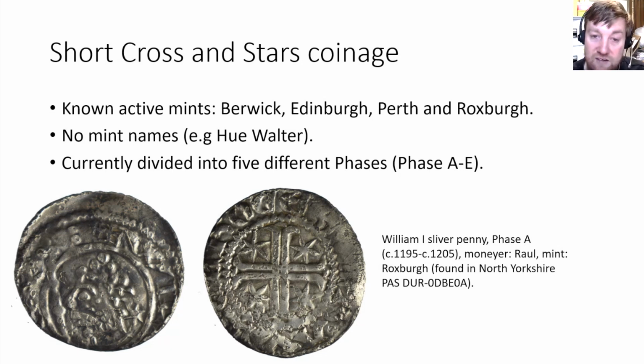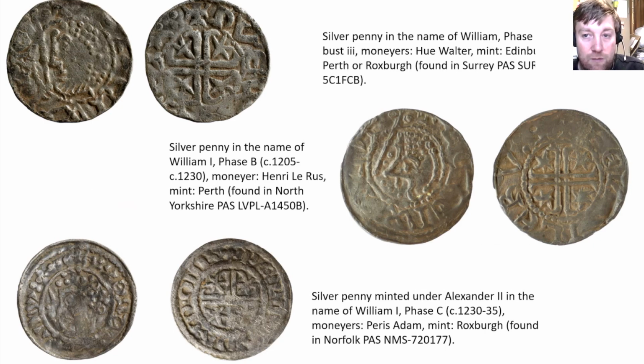So we don't know why that decision was taken to bring the minting operation under the two moneyers. Maybe it was quality control, or greater control over the coinage. We don't know as of yet. So the short cross and stars coinage is currently divided into five different phases, phase A to E. And these are divided based on stylistic grounds. So I shall talk you through these and I'll show you some examples.